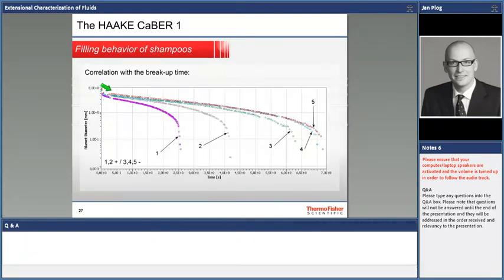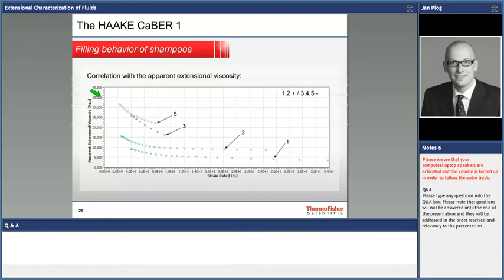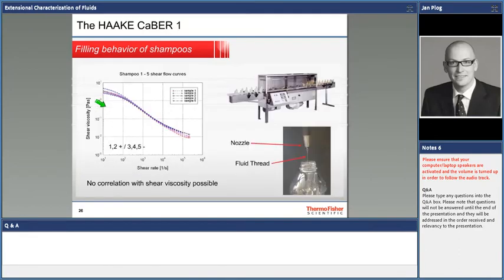And again, this could be correlated directly via the extensional viscosity derived from the breakup times themselves in the CaBER experiment. Okay. Same accounts for the extensional viscosities that you see here for those shampoos. And remember, when you see that data, always think about the shear data that I showed here. They almost look the same. There are not many differences between the different batches that we tested here.